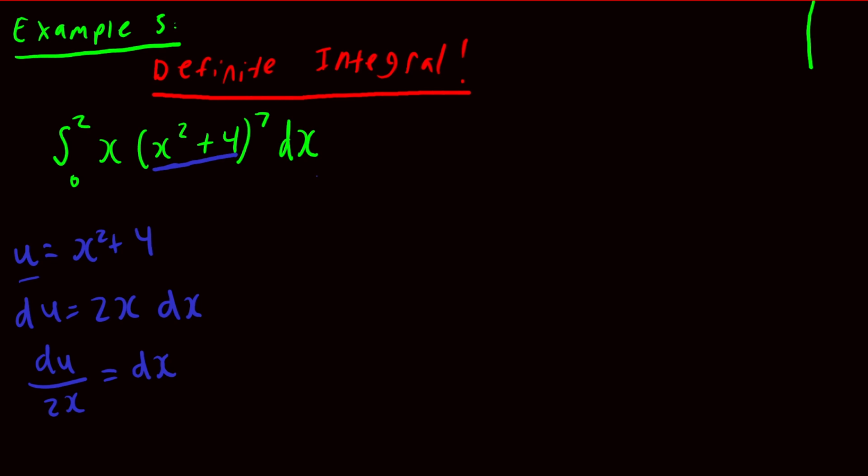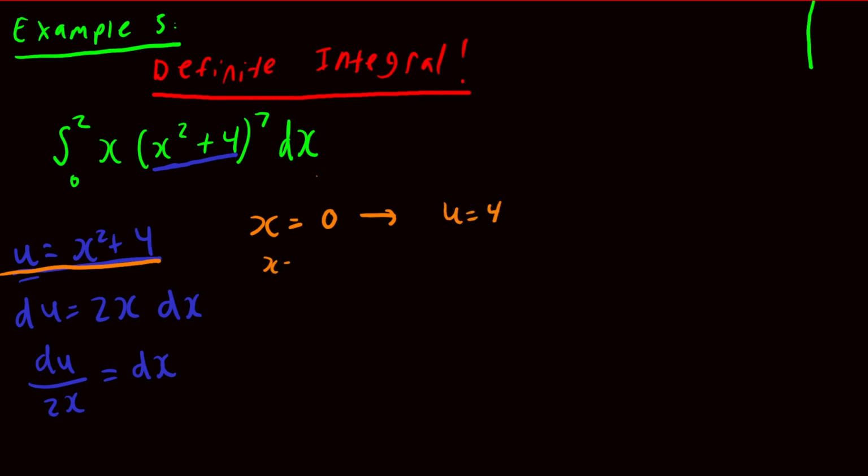Okay. So, how do we change the bounds? Well, since our u is x squared plus 4, we want to change the bounds in terms of u. So our new bounds are going to become, let me use orange, x equals 0. We're just going to plug 0 into this equation right here. 0 squared plus 4 is 4, so u equals 4.